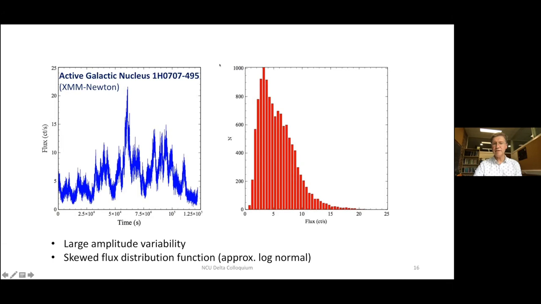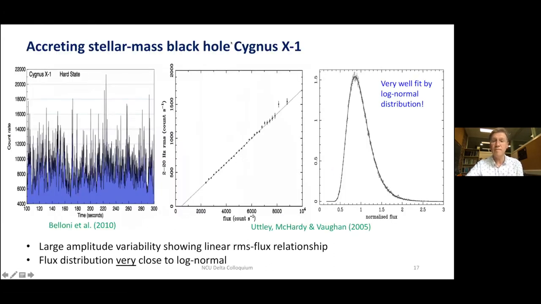Now, we find the same thing is true in many other AGN. We also find it's true in accreting stellar mass black holes. So if we look at Cygnus X-1, for example, a very famous accreting stellar mass black hole, this is an exercise that was done some years ago by Phil Uttley. If you look at the light curve for it, and again make a histogram of the probability of finding a particular flux, you get this curve here, which is fit remarkably well by a log normal. There's something going on here which is driving the probability distribution function for the light curve to be log normal rather than Gaussian.